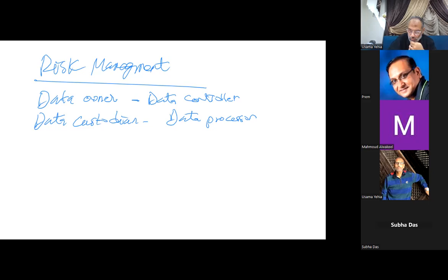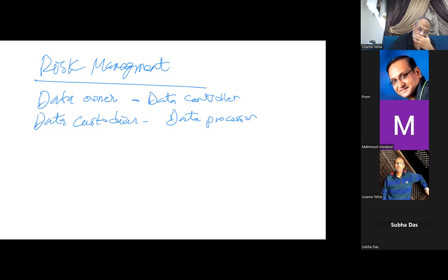A data custodian is basically someone who is just like a gatekeeper. You entrust them some data, and they only ensure that the data is in safe custody with them. They don't have any decision-making authority about the data with respect to classification or labeling, or about when to archive, how long to archive, and destroy.